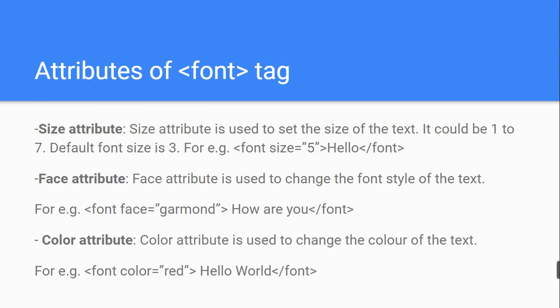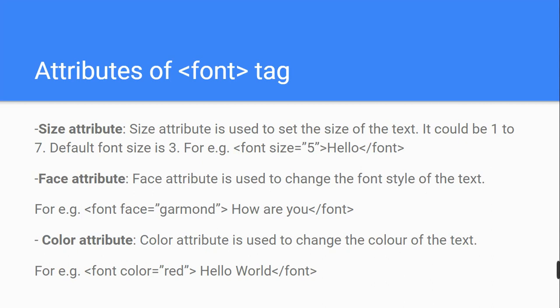Now let's come to the next attribute, that is the face attribute. The face attribute suggests the type of font style that you want to apply to the text. Here we have applied a font style called Gammon, font face equal to Gammon. So how are you will be displayed in the font Gammon. You can apply any other font such as Arial, Times New Roman, Comic Sans, Helvetica, or whatever. There are so many different font styles available that you may assign to the face attribute.